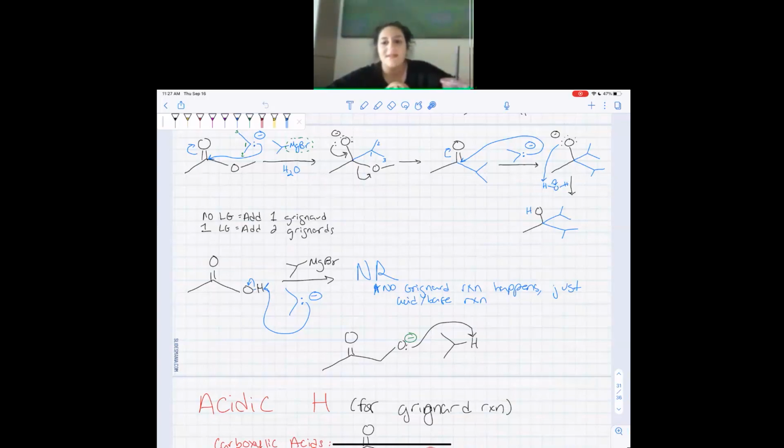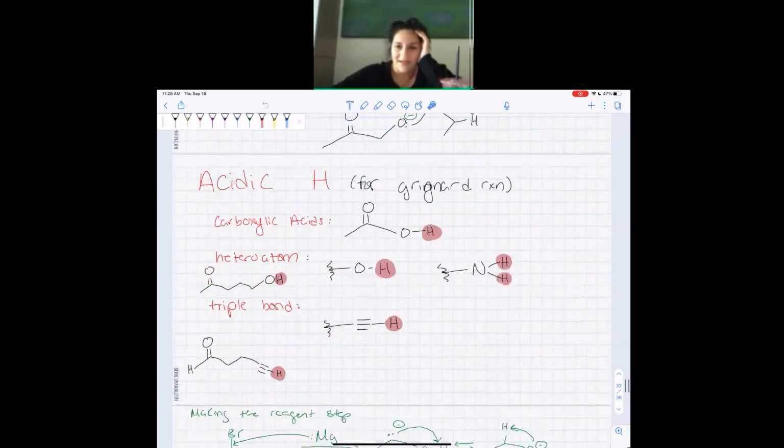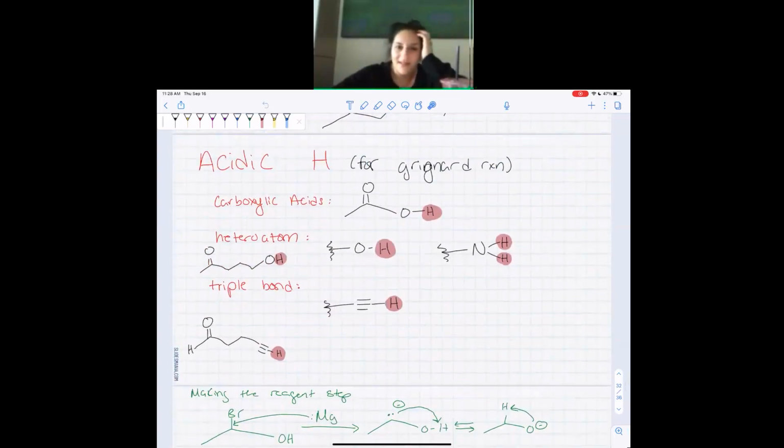Yeah, so if there's an acidic H, it will act like a base first, not a nucleophile, and that will cause no reaction. Okay, so what you said was if there's an acidic H in a carboxylic acid. The reason this is an acidic H is because it's on a carboxylic acid. So that's why it wouldn't work, because it would steal this and then it wouldn't be able to attack here. And what about aldehydes? That doesn't matter. They're not considered acidic. Only for the purposes of this reaction, only these guys are considered acidic.